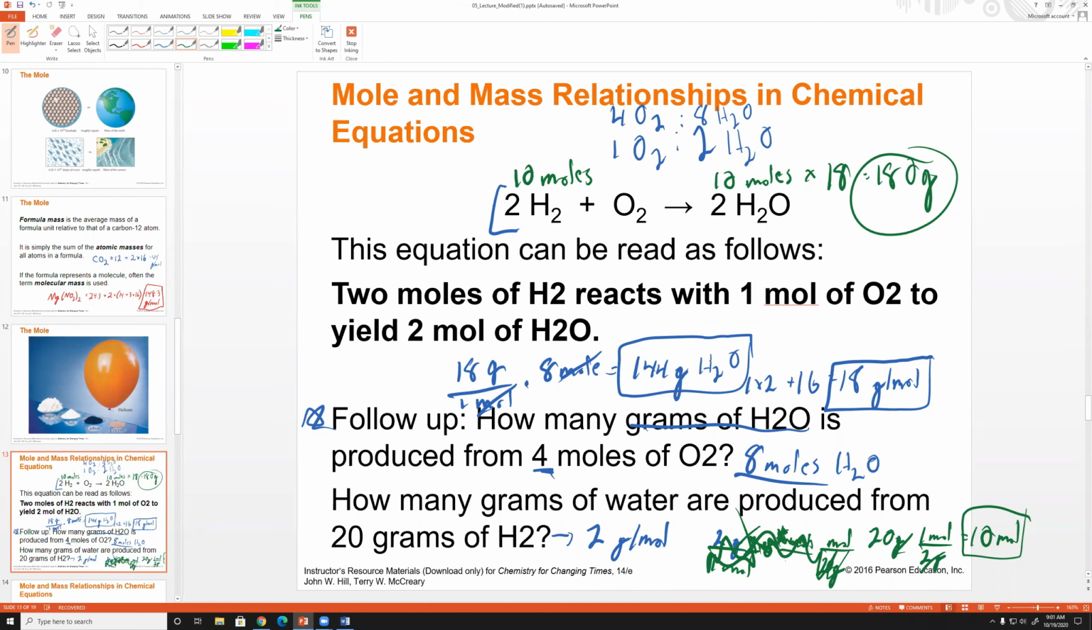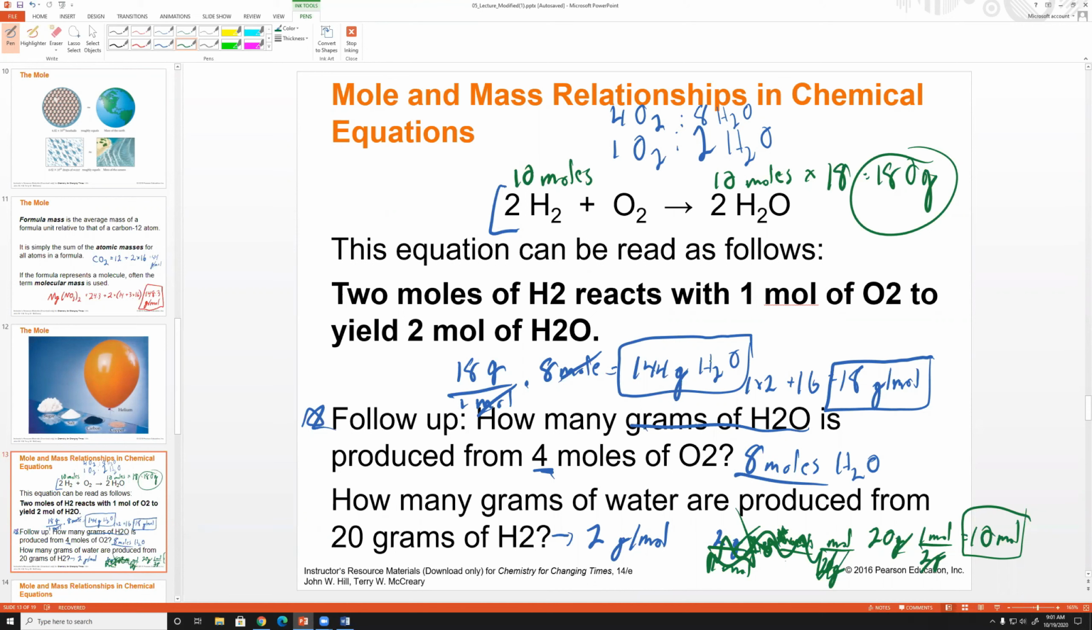Now this is the relationship between grams, moles, molar mass, particles, and Avogadro's number. This is a key thing right here. So if you want to write this down in your notebook, I highly suggest it. Now I'll do some examples.